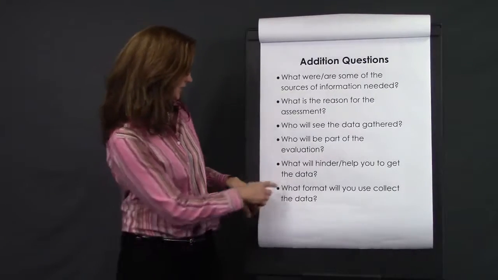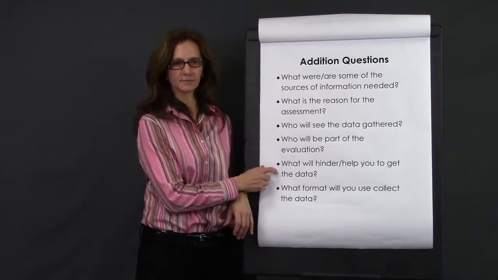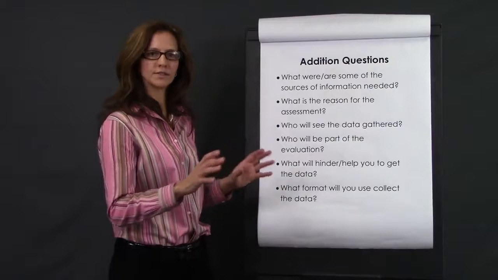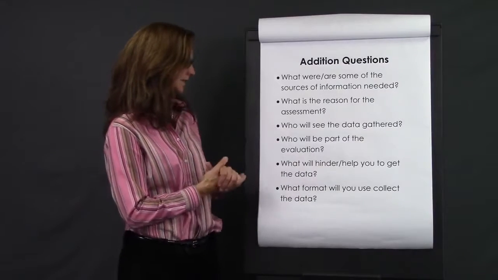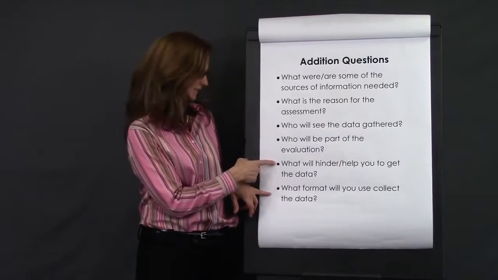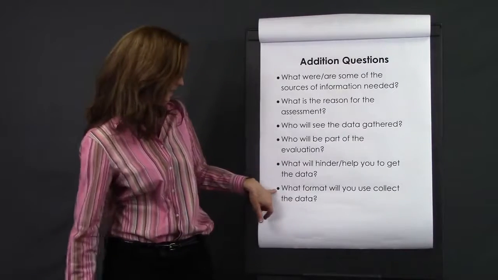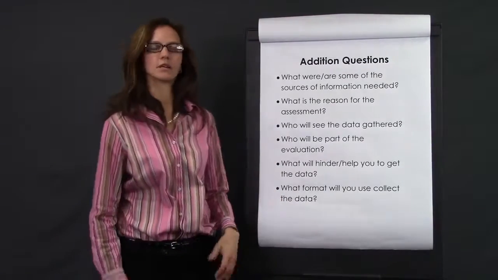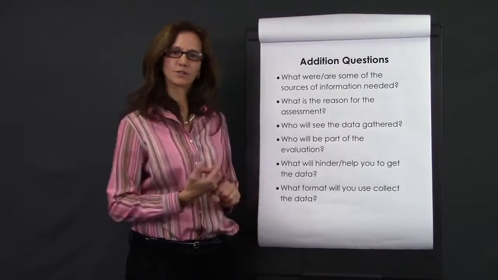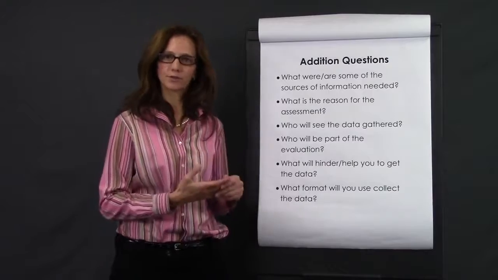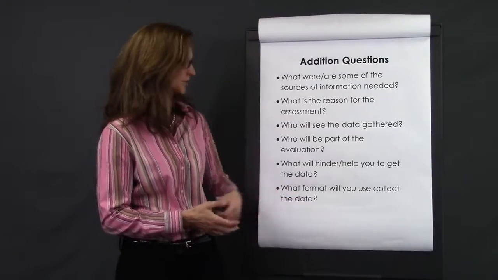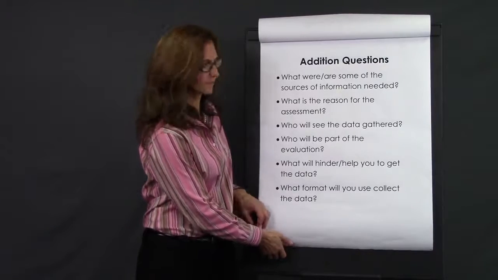And what will hinder or help you to get the data? Sometimes it's time, money, resources. Sometimes stakeholders are in different areas. It could be a location thing. So we have to consider what we're actually able to realistically accomplish here. And what format will you use to collect the data? We'll dive into this a lot further, whether it's a survey, a questionnaire, a focus group, or observations. What medium will we use to collect the information?